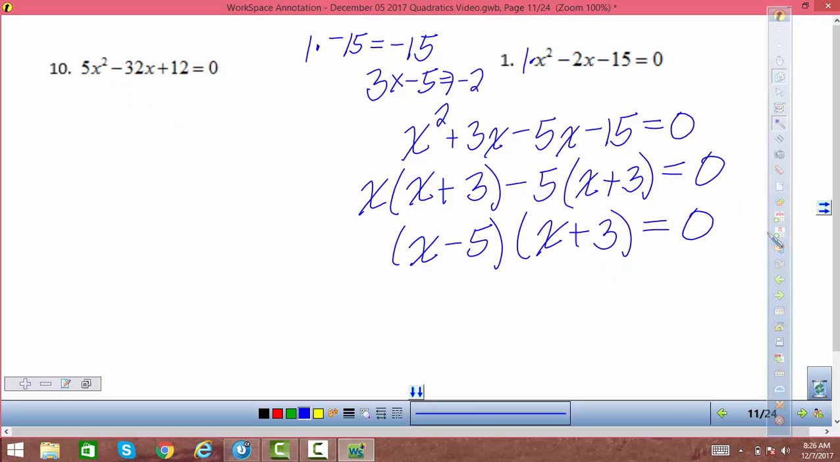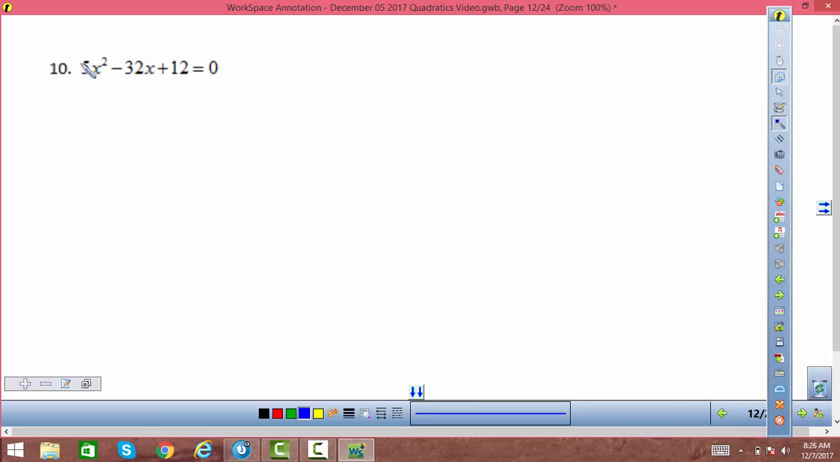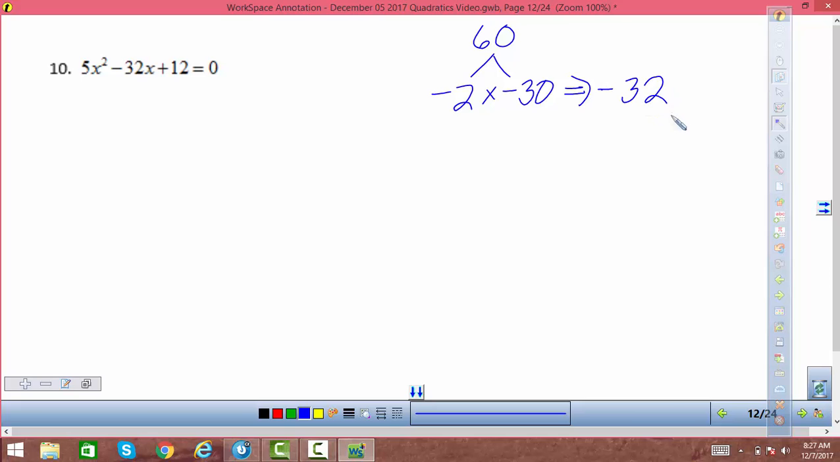So now we're going to go do this one with the same process. So I can't divide through by 5, so I go 5 times positive 12 is going to give me 60. So I need two numbers that multiply together to give me 60 and add together to give me negative 32. So I know I've got to have a negative and a negative to get a positive and add together to get a negative. So I'm going to say negative 2 times negative 30. If I add those together, I get negative 32.